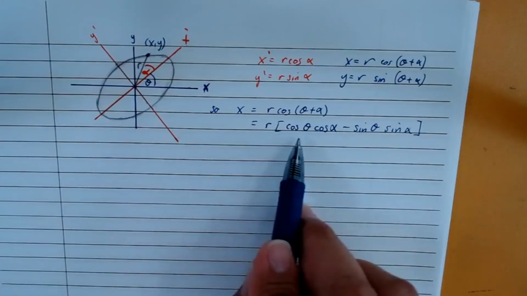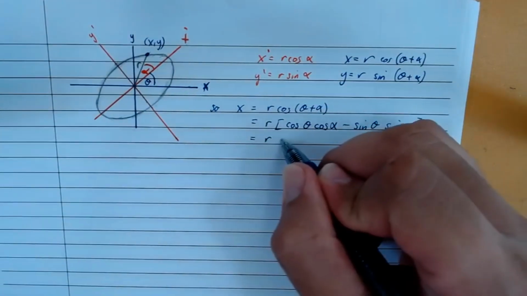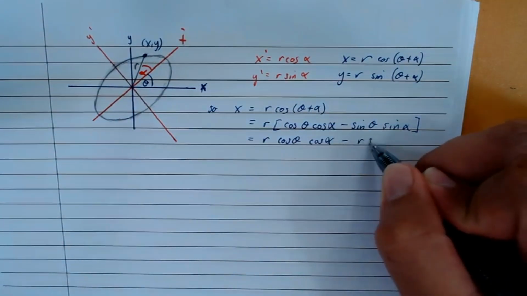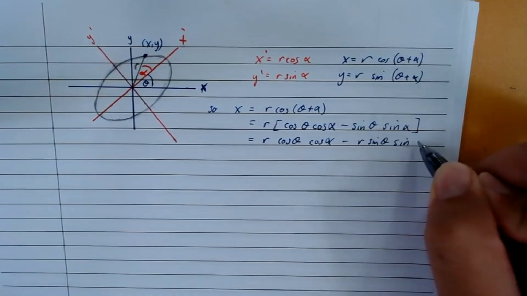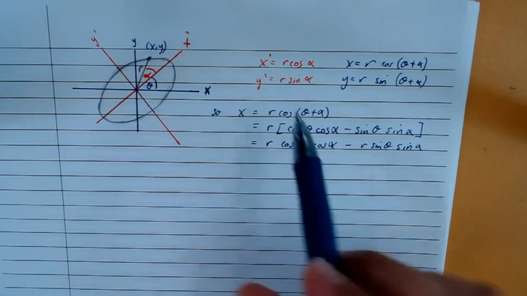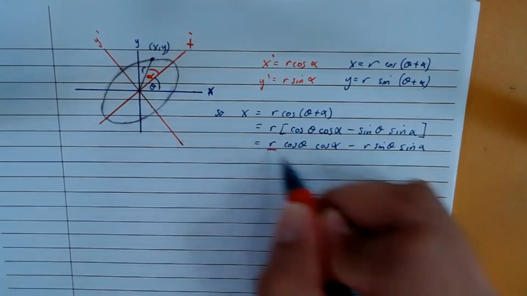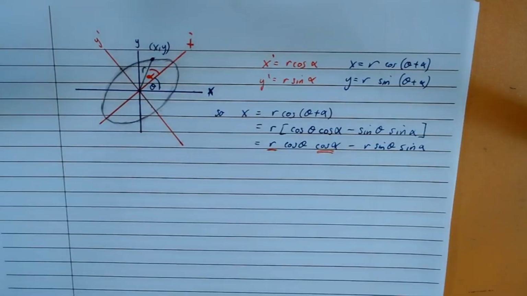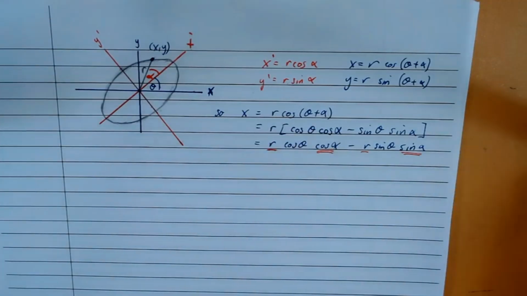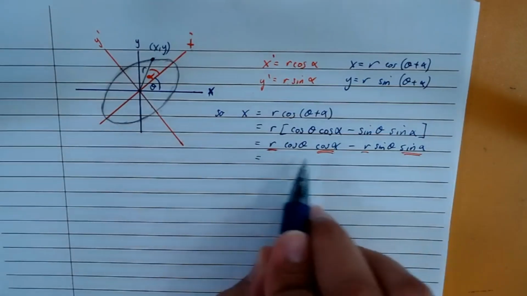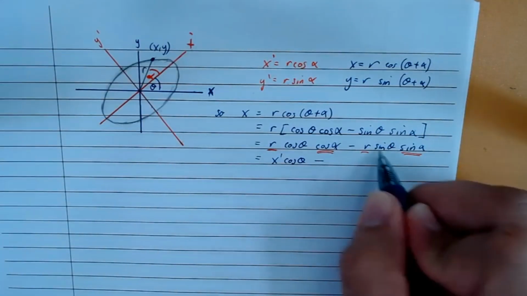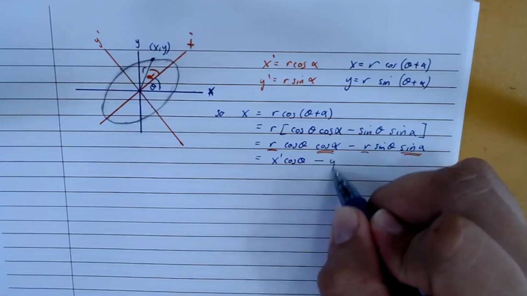Well, notice if we distribute our r, we get r cosine theta cosine alpha minus r sine theta sine alpha. But notice that r cosine alpha, that's your x prime. And over here, r sine of alpha, that's your y prime. So you can write this as, well, that's your x prime times cosine theta. And you can write this minus, that's your y prime times the sine of theta.